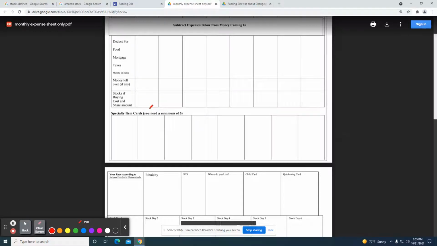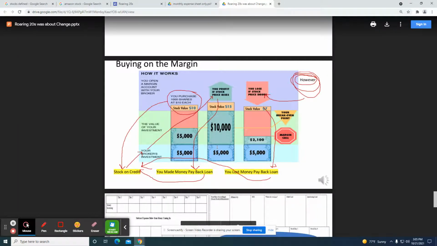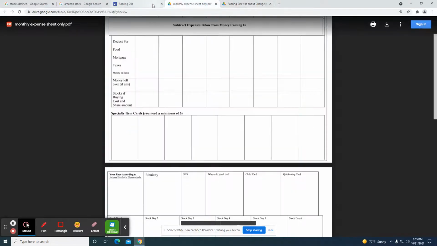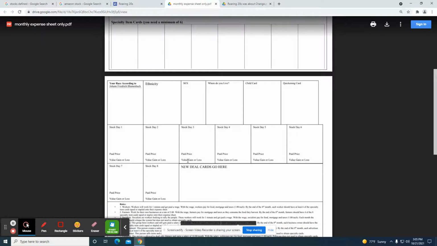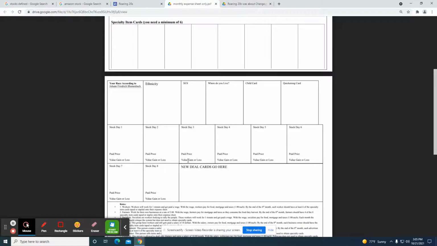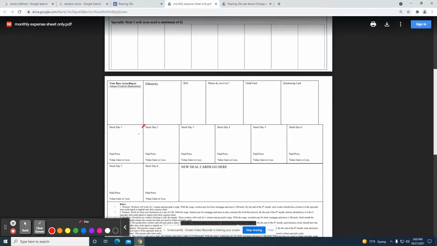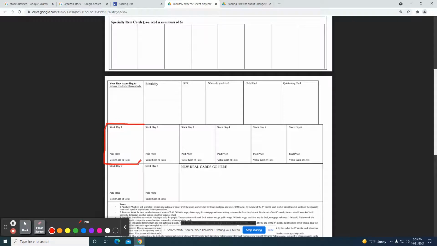One of the things that's taking place during the simulation is the option to buy stock on credit. So when you buy stock on credit, that means that you are buying the stock on the margin, or buying on the margin was the term. That's buying stock on credit. So let's just use my example here. On day one, remember my stock, I'm always selling it at a dollar.